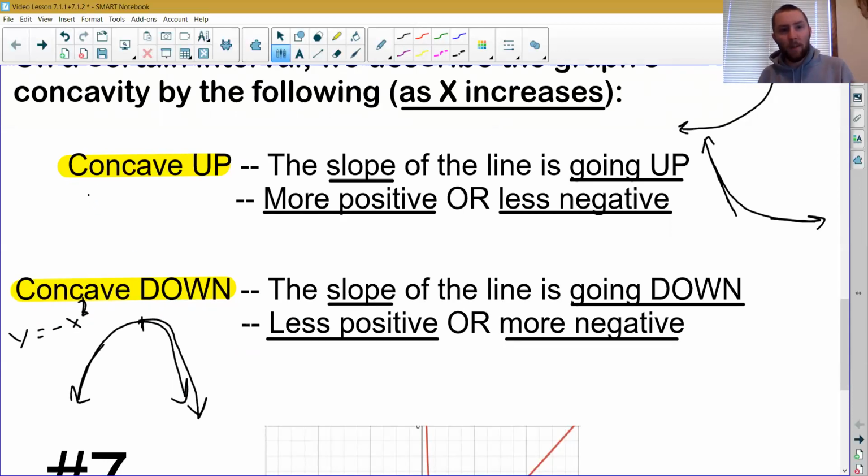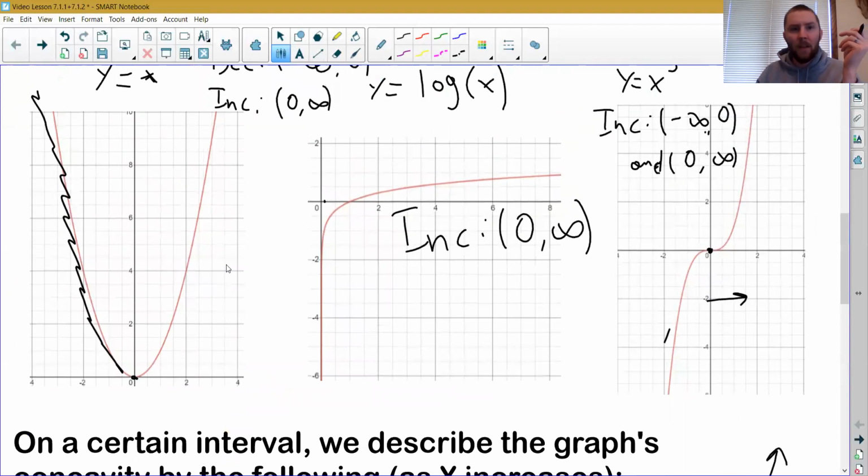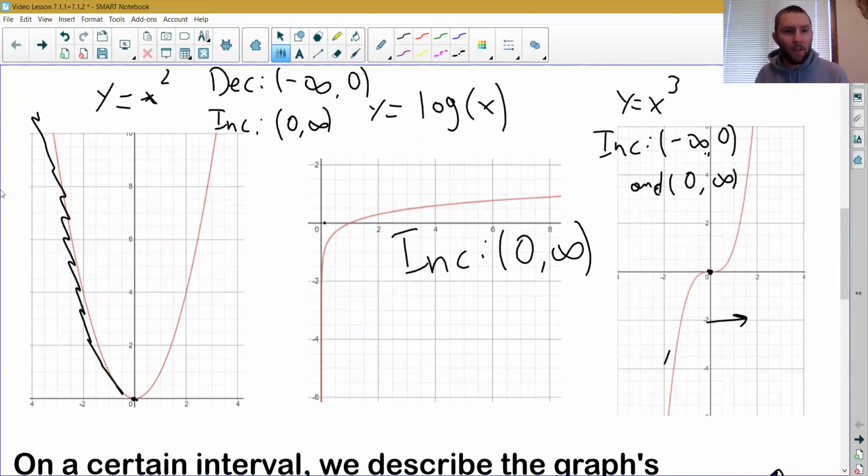Concave up, an example would be positive x squared, okay? A parabola is always concave up because its slope, as it's decreasing, is getting less negative, then it changes and it's getting more positive, okay? Both of those are concave up. So y equals x squared is an example that is always concave up. So if we go back to these three graphs here, instead of talking about increasing and decreasing, we talk about concave up versus concave down.